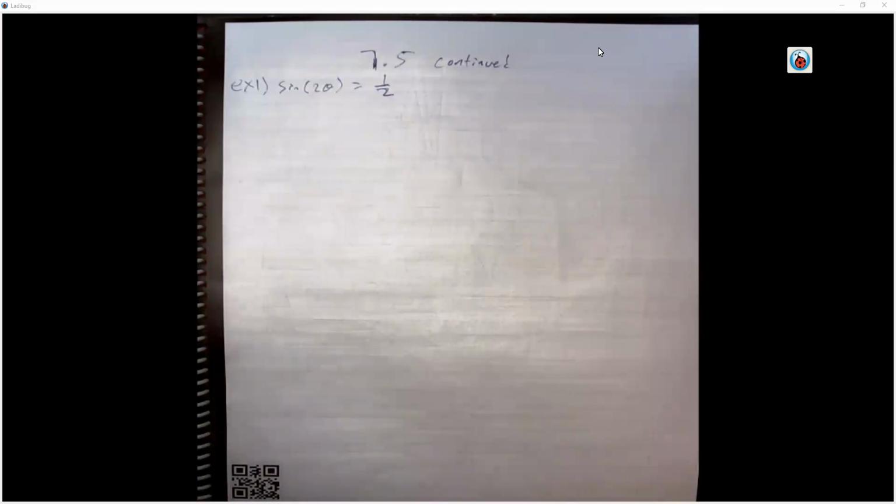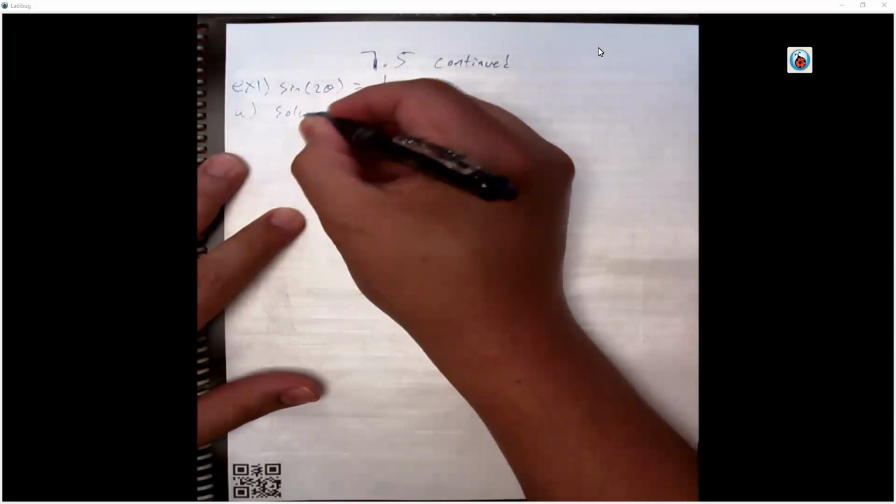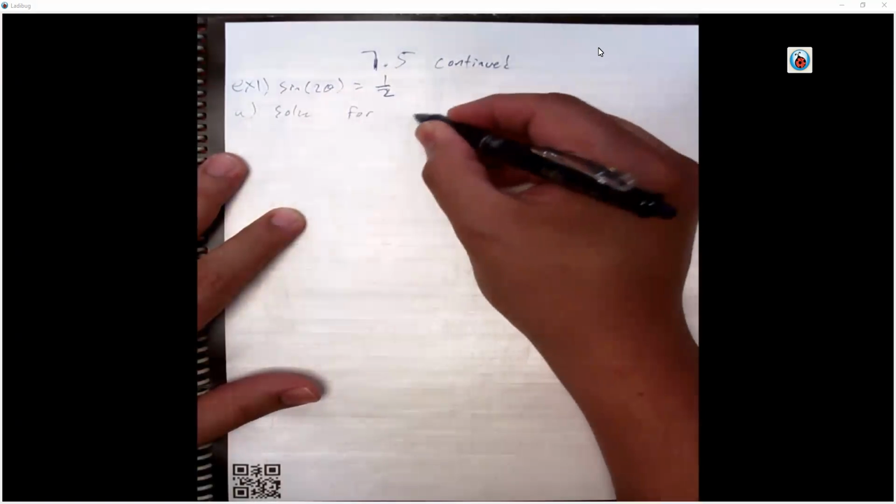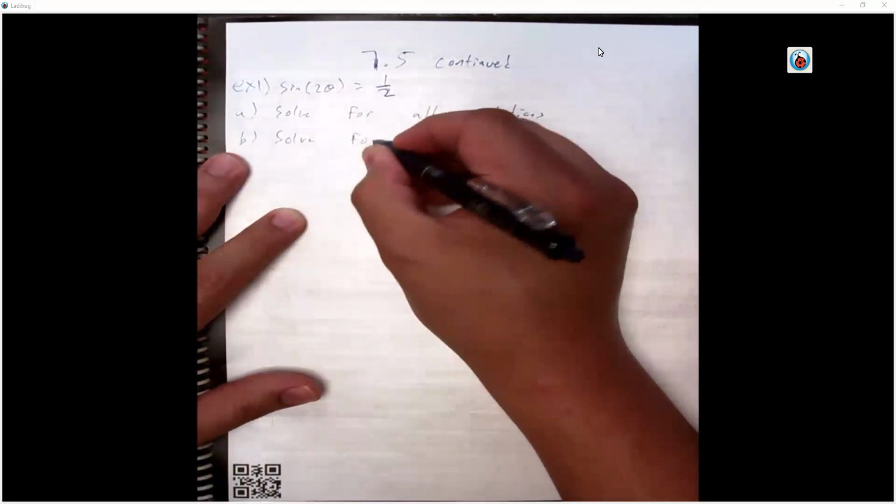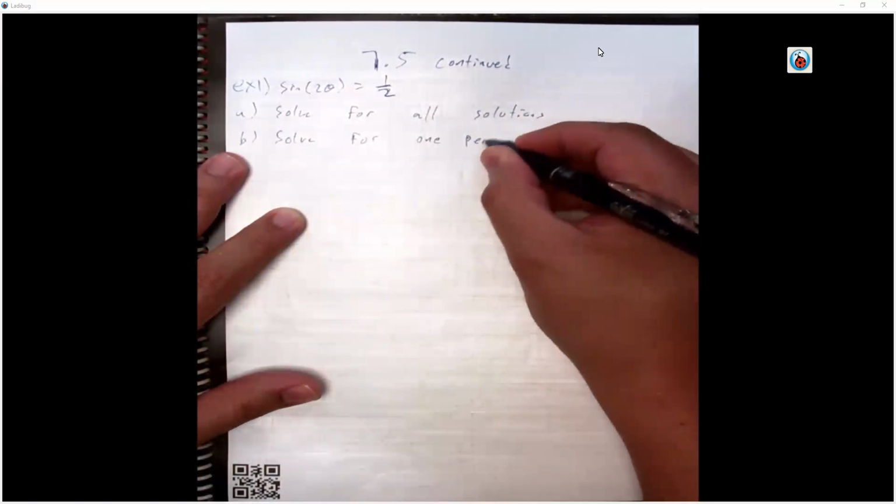So sine 2 theta equals 1/2. Part A will be solved for all solutions. Part B will be solved for one period, in other words, from 0 to 2 pi.